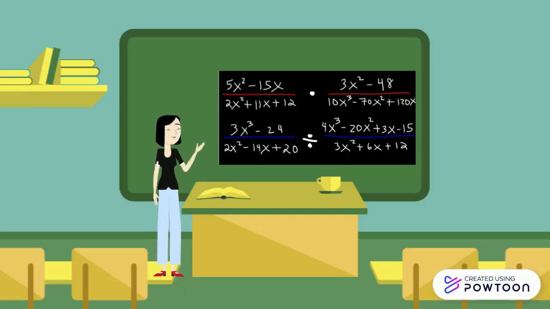With division, things don't change much, since we multiply the first fraction by the reciprocal of the second fraction, and then we do the same as with normal multiplication.